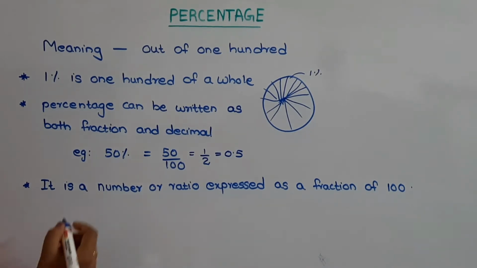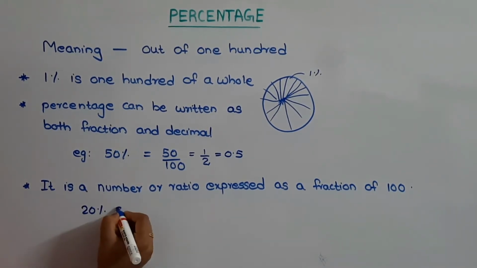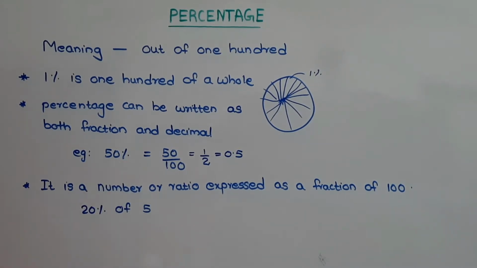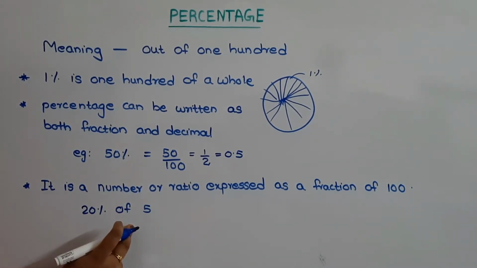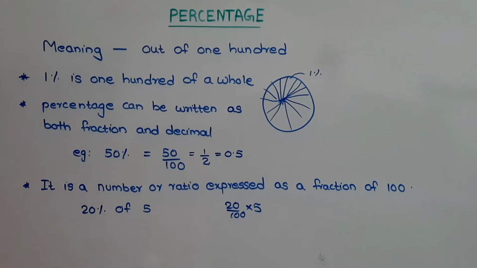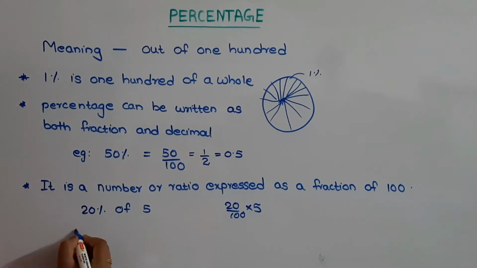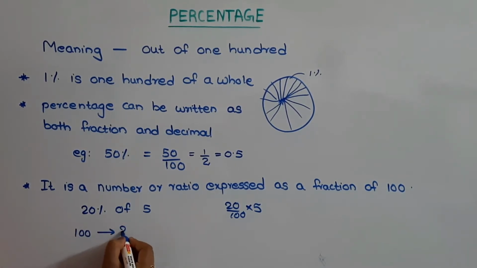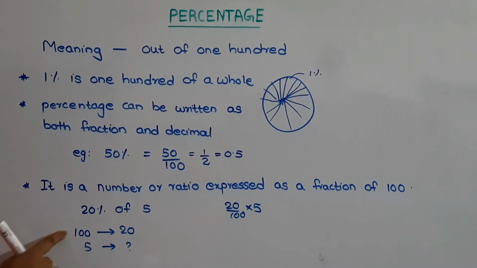Now let us see what is 20% of 5. In order to find 20% of 5, what we do is 20 by 100 into 5. Let us see how. 20% means if we take the whole as 100, then 20 parts of it. So 20% of 5 means if we take the whole as 5, what will this value be? For 100 it is 20, for 5 what will be the value? These are directly proportional.